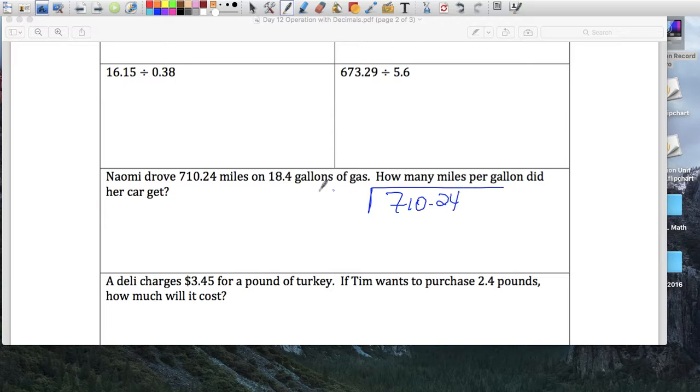710.24 divided by 18.4 gallons of gas. Move the decimal one place over in 18.4, so that becomes 184, and the decimal in 710.24 also moves one over, becoming 7102.4.